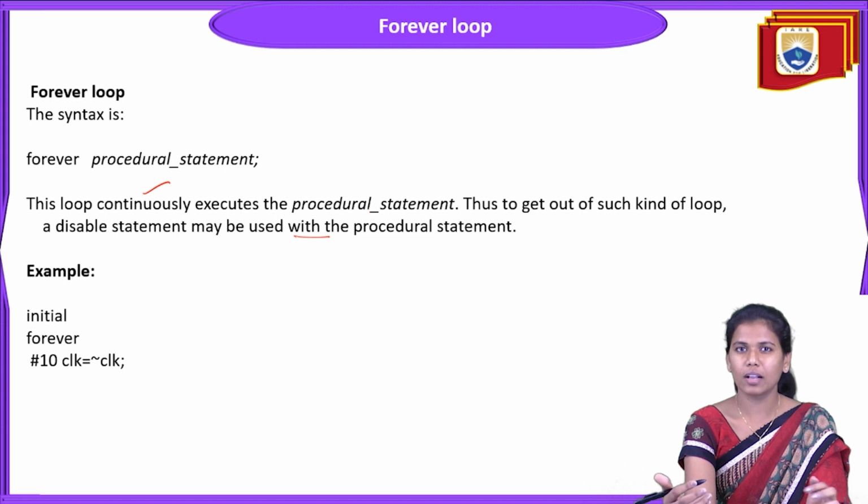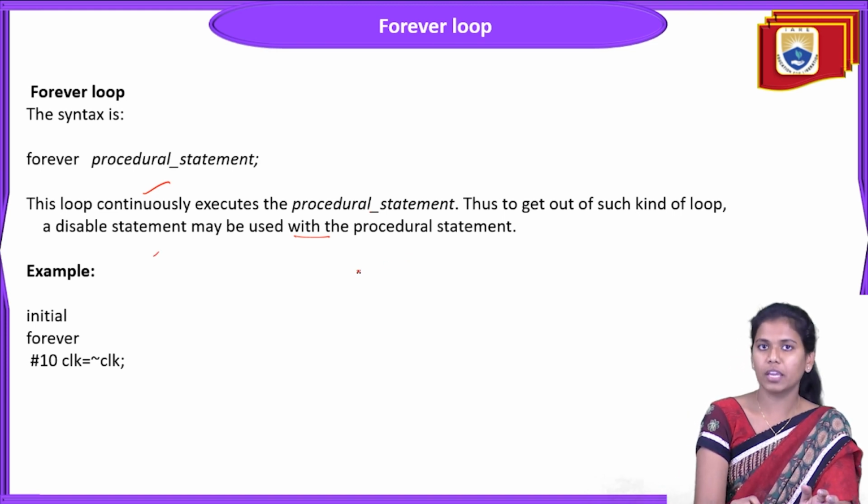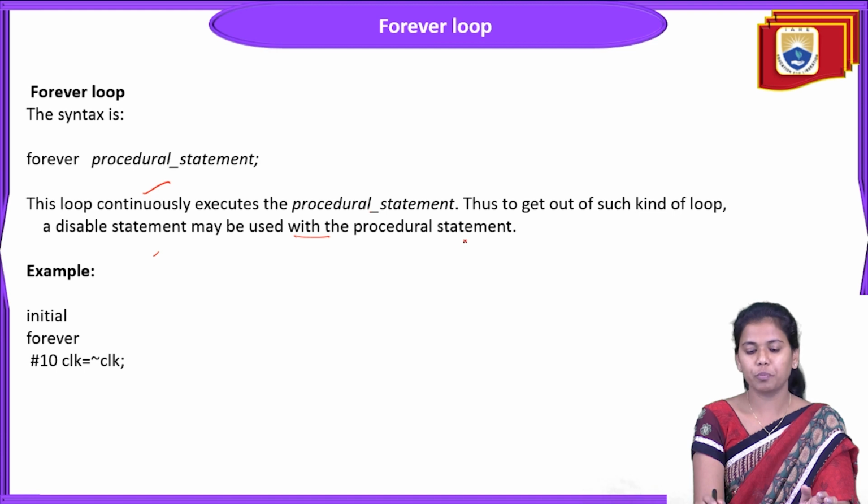Okay, so a kind of statement where there is no other way of use. So we can also make use of such statements in between while executing the statement. So here the forever loop is nothing but it executes the statements continuously. And in between while you are executing, we can place some disable statement as well. We can use it with respect to the procedural statement.